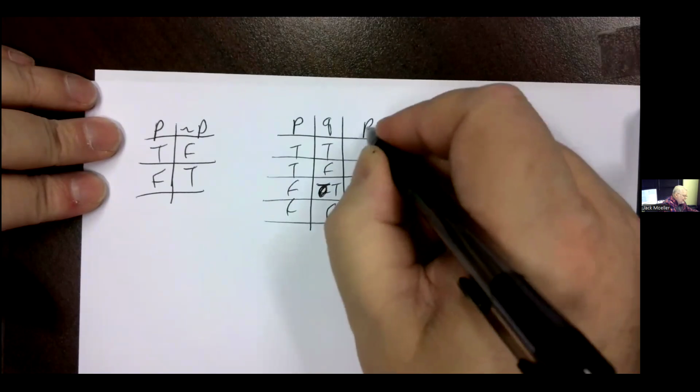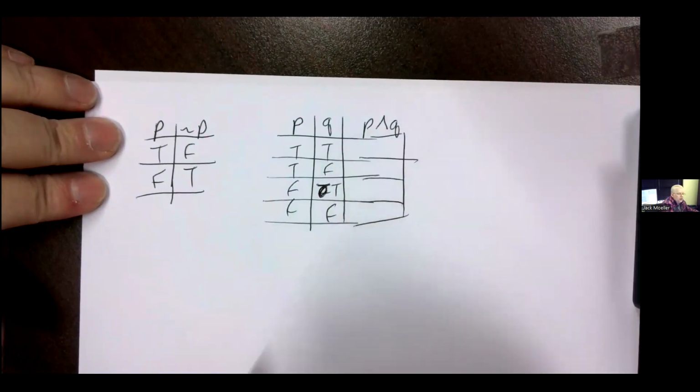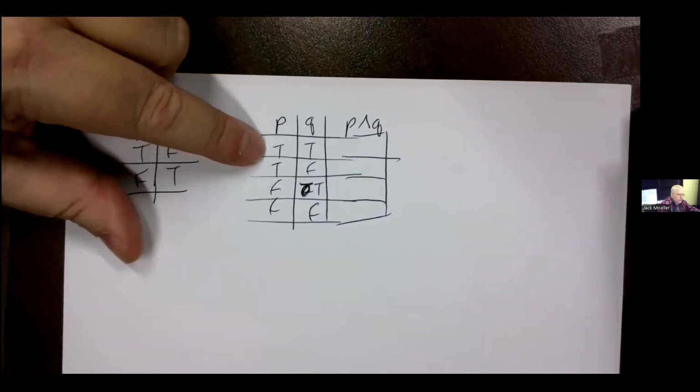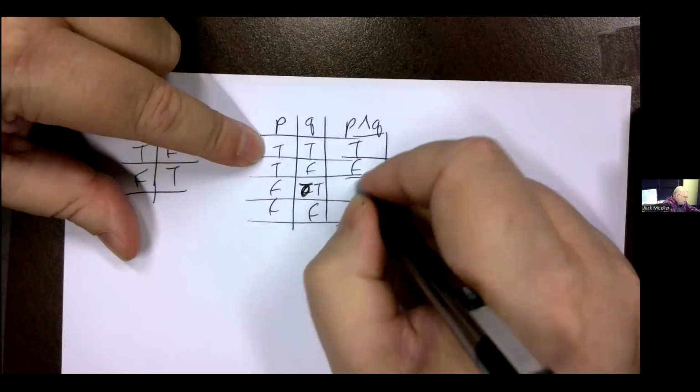We're doing P and Q. The only time it's true is if they're both true, and otherwise, "and" is false.